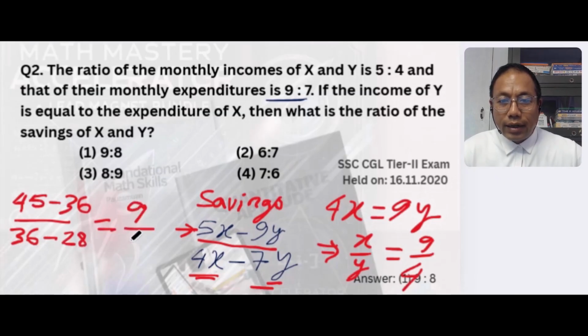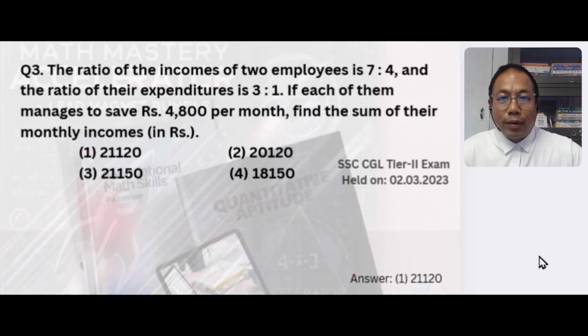16 minus 8 is 8. 9 is to 8. Do you have 9 is to 8? Option 1 is the right answer. Can you understand? Is it difficult? Alright, let's solve more problems on this.